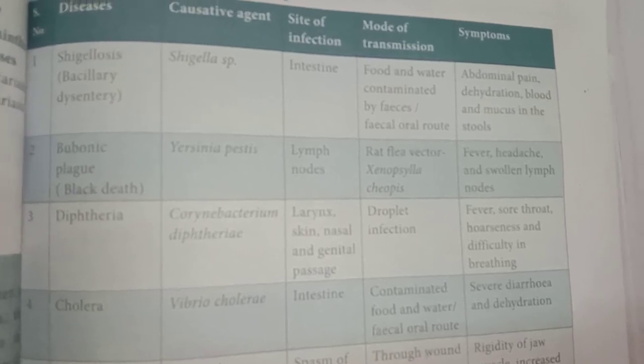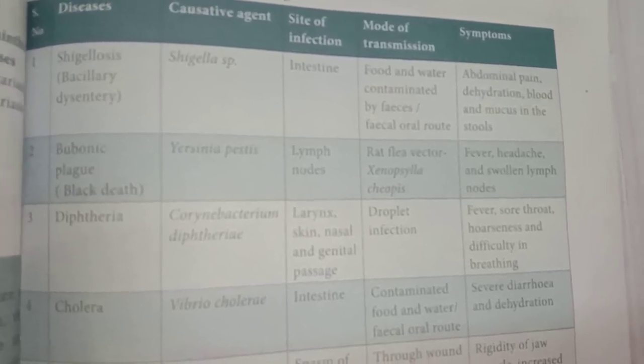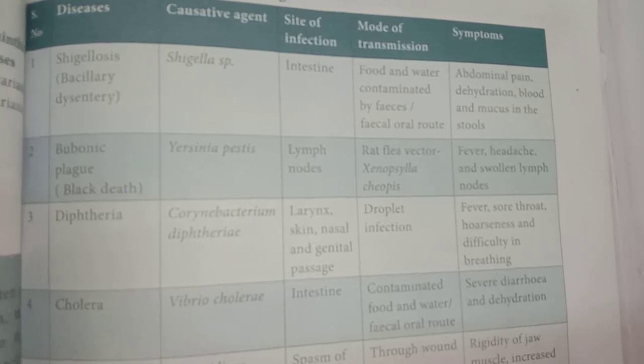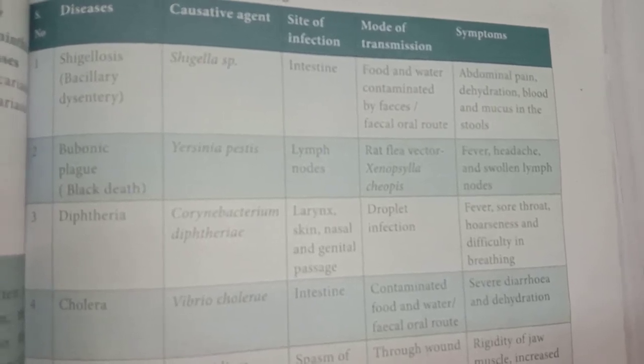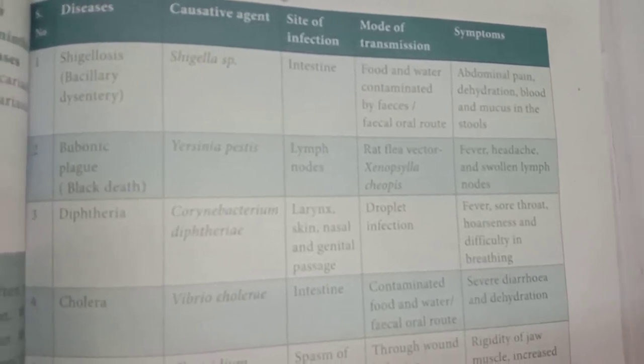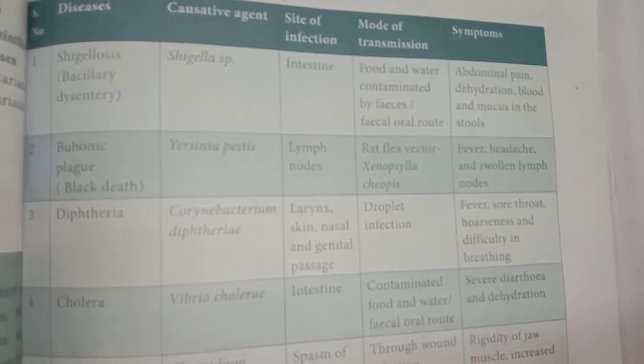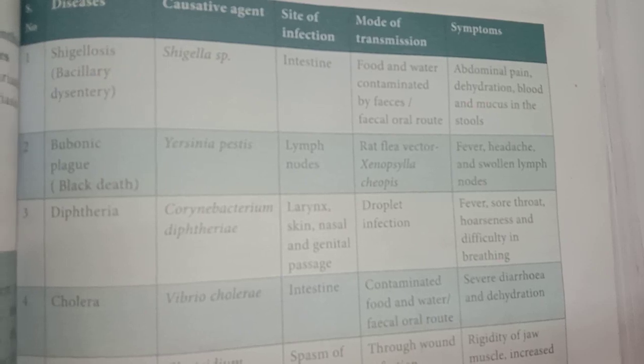Then the second disease is called bubonic plague. Example for the second bacterial disease is bubonic plague, otherwise called black death. The causative organism is Yersinia pestis. Then site of infection: this disease affects the lymph node. Lymph node is one of the important organs of our immune system.